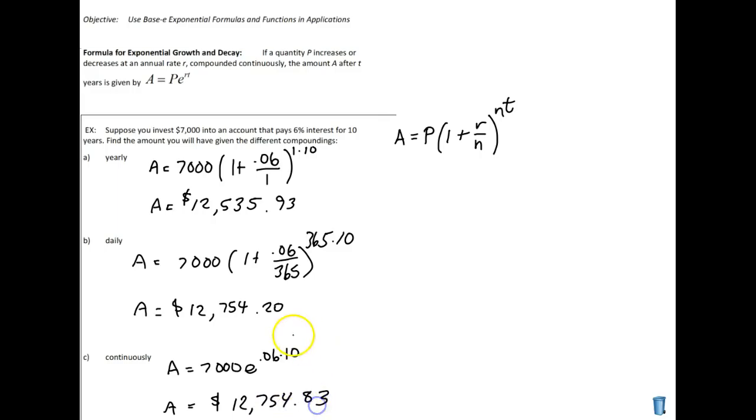12,754.83. Notice we only went up by just a few pennies on this last one, but because we're compounding it more often, this is continuously, this is daily, it does result in more money. Okay?